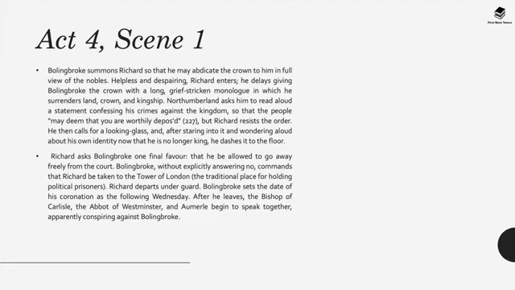After he leaves, the Bishop of Carlisle, the Abbot of Westminster, and O'Malley begin to speak together, apparently conspiring against Bolingbroke.